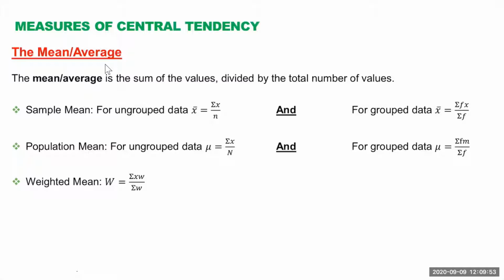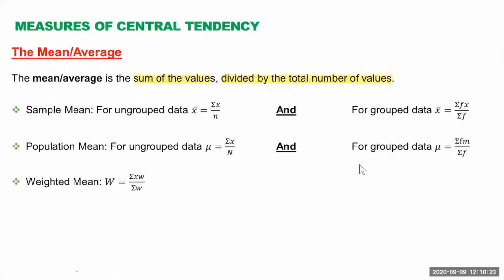When we say mean or average, it is the sum of the values divided by the total number of values. That is the definition, and we are used to this. Whenever we want to find the average, we add all values. So that is the sum of all values, and we divide by the total. The sum of values divided by the total number of values. So that is how we find the mean or average.